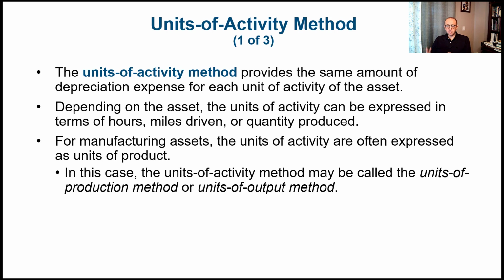For factories that rely on machinery, I think the units of activity would be the best approach to record depreciation for the machinery. So in this case, the units of activity method may be called the units of production method, or sometimes the units of output method. Again, these are different terms. Don't get confused if you see these different expressions, because they all have the same meaning, and when we apply them, they're basically the same.